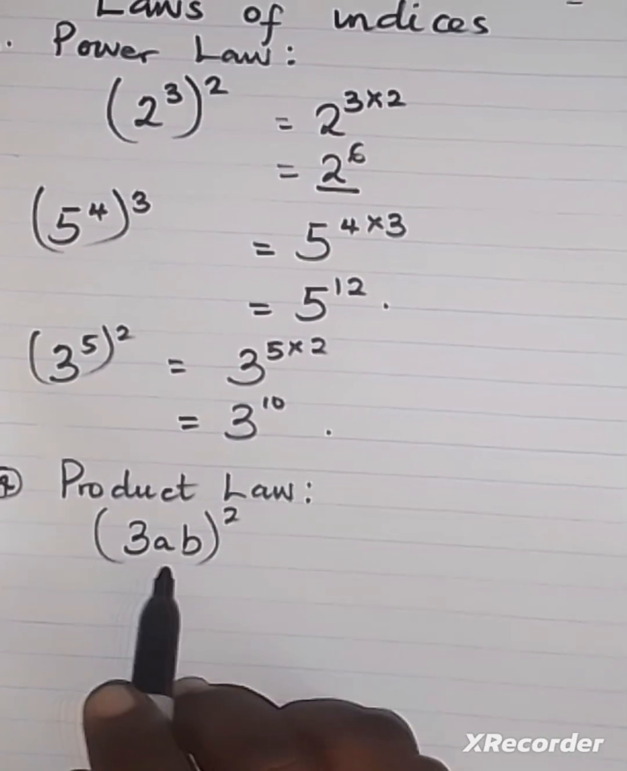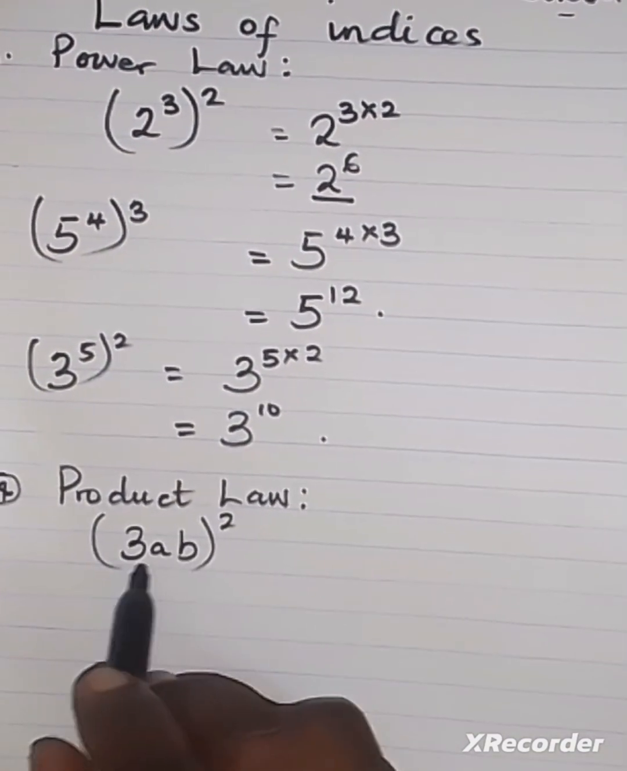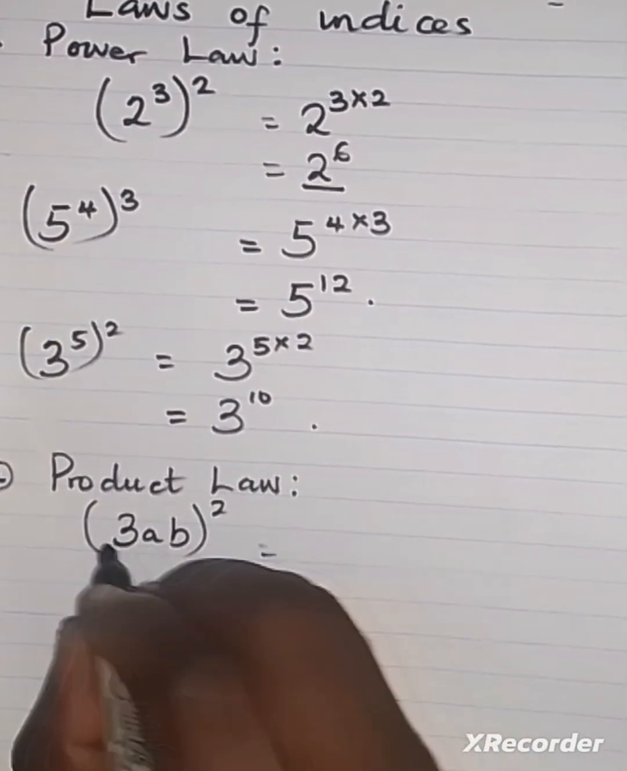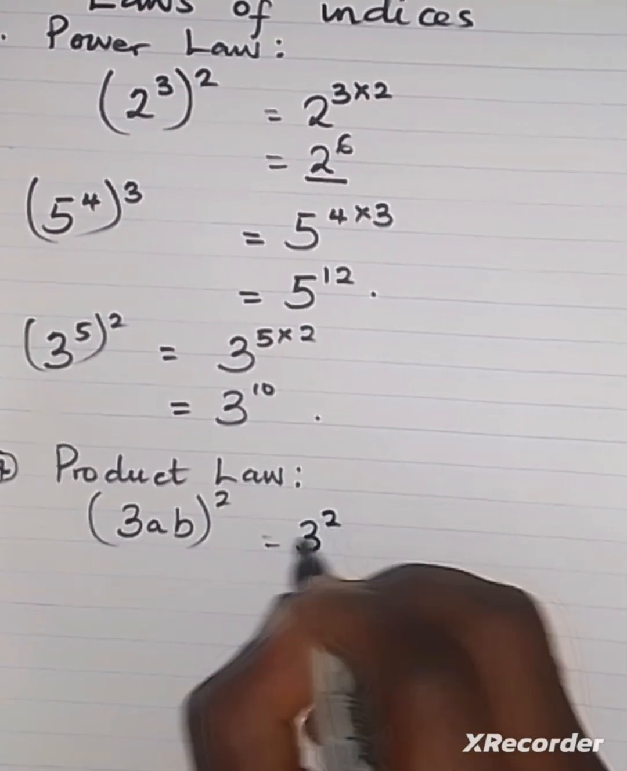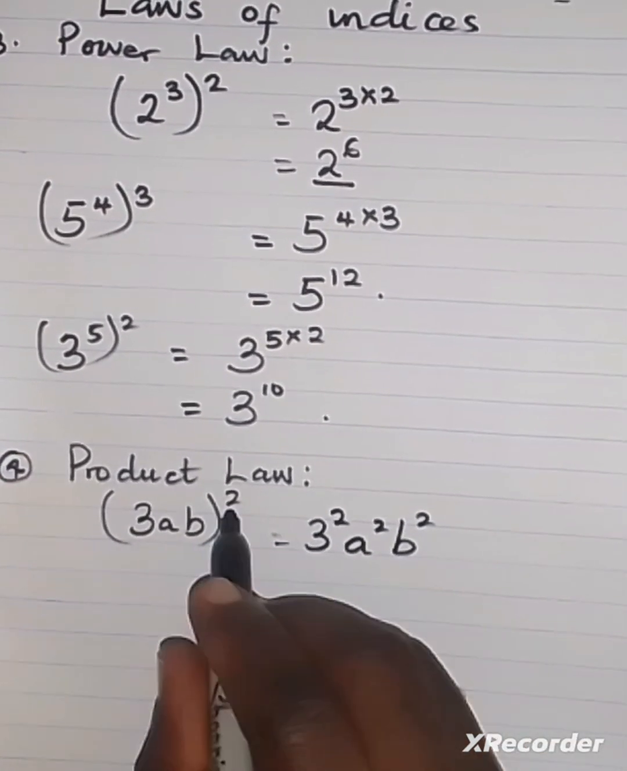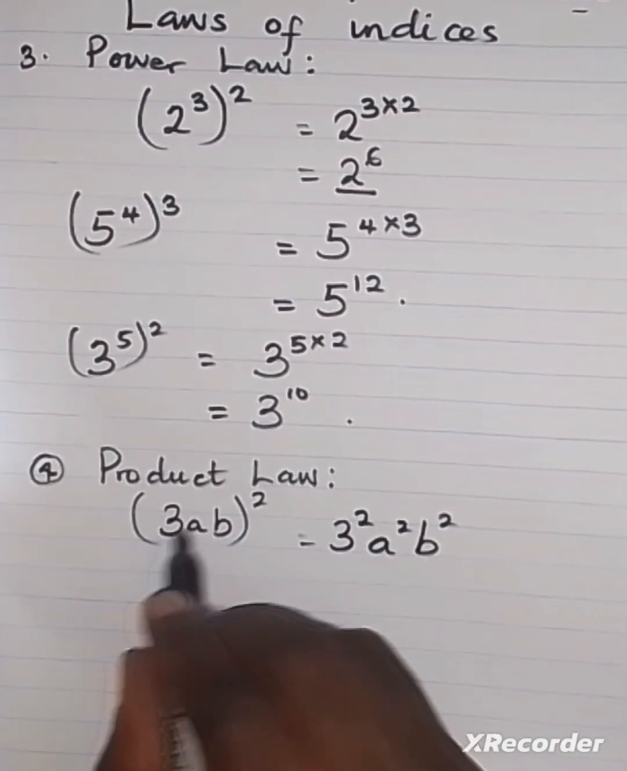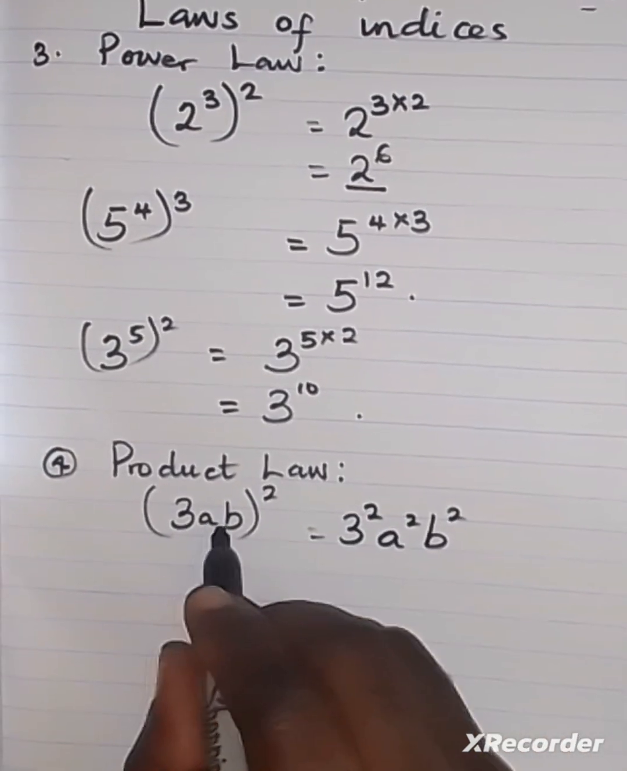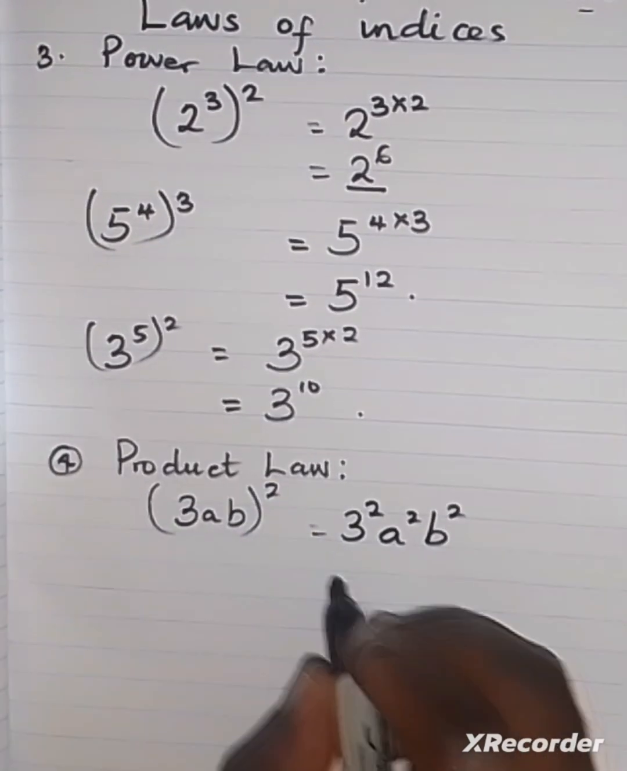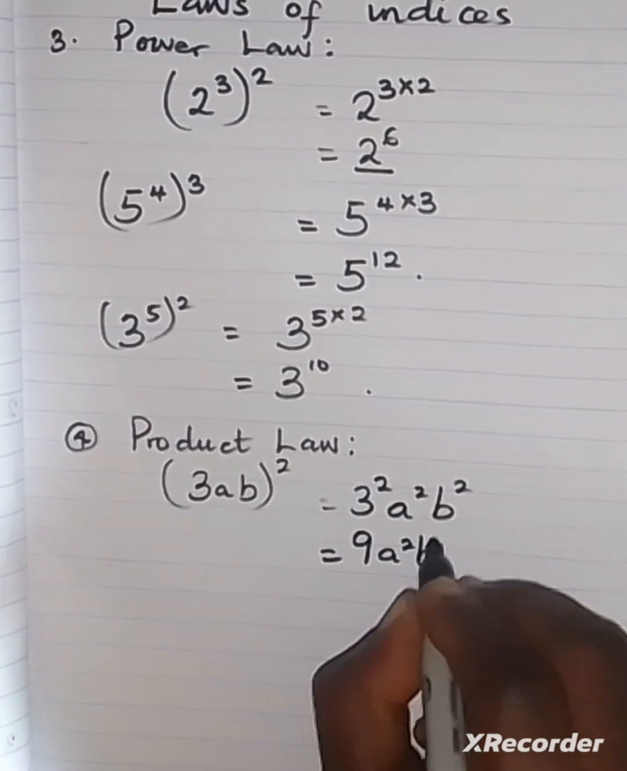Now when you have 3ab raised to power 2, what you do here is all these factors are raised to power 2. So that means you're going to multiply it, and that will be 3 squared a squared b squared. This bracket is standing for these 3 numbers. So it will be 3 raised to power 2, a raised to power 2, and b raised to power 2. You multiply all of them. 3 raised to power 2 is 9. That's 9 a squared b squared.